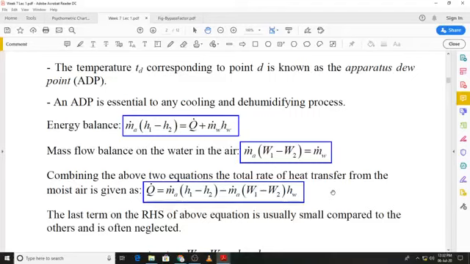And if we look at the equation, it has two terms, one which relates to the change in the enthalpy, and the other is related to the energy carried by the condensate. So usually the rate of condensation is small, and the second term on the right hand side can be neglected. So you can approximate the capacity of the cooling coil simply by the equation Q is equal to m dot a into h1 minus h2. But if you want to be accurate, you can keep the entire equation as it is.